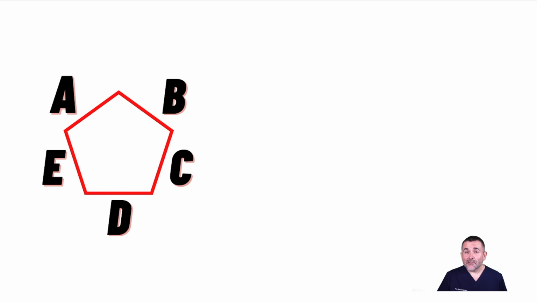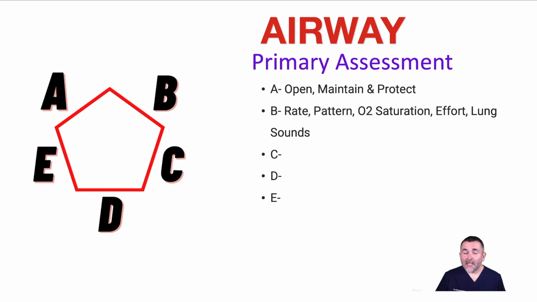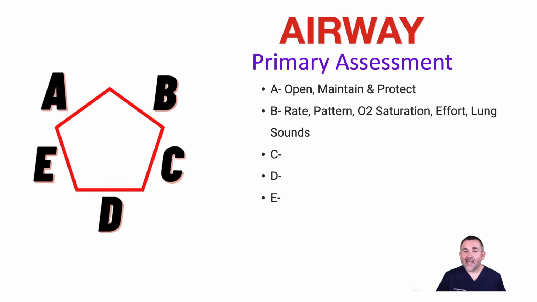The primary assessment uses a quick, hands-on A, B, C, D, E assessment, and you'll assess the child's airway, breathing, circulation, disability, exposure. As you proceed through each component of the primary assessment, treat life-threatening abnormalities in real time before you complete the remainder of the assessment. Let's start with airway and breathing. Ensure that the airway is opened, maintained, and protected.